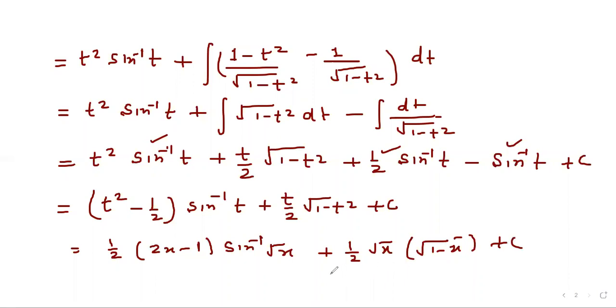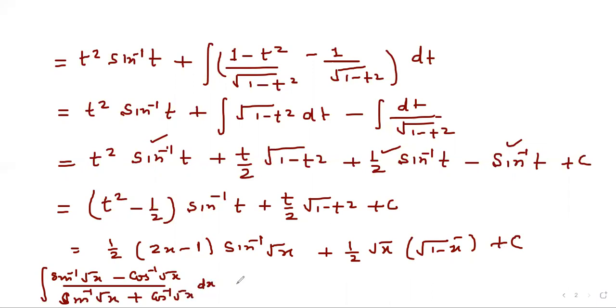So putting these values in the previous equation, from where we assumed it as I, we can say integration sine inverse root x minus cos inverse root x divided by sine inverse root x plus cos inverse root x dx gives 2 upon pi times 2x minus 1 sine inverse root x plus root of x minus x square, when this term gets multiplied inside, plus c.